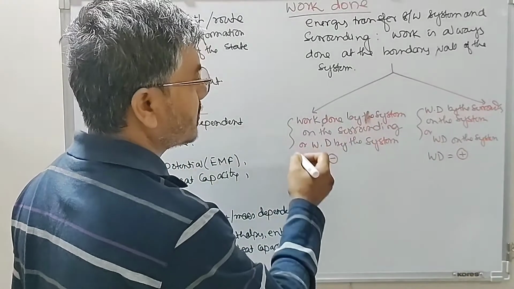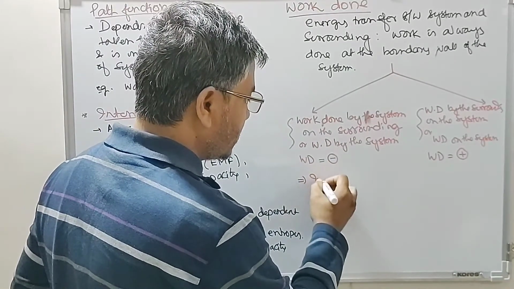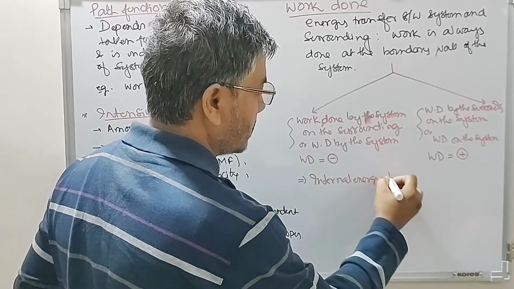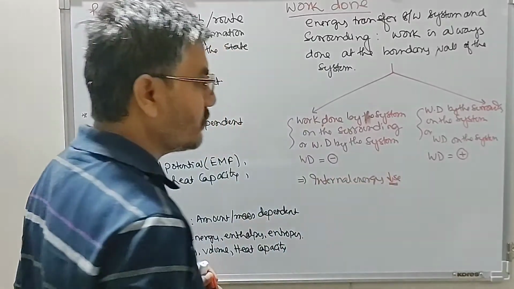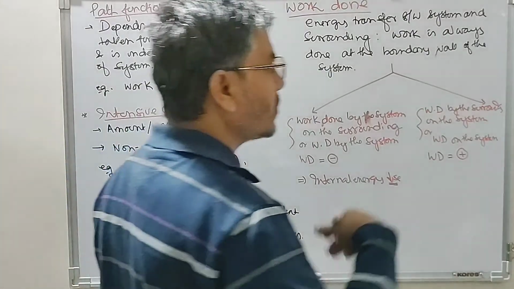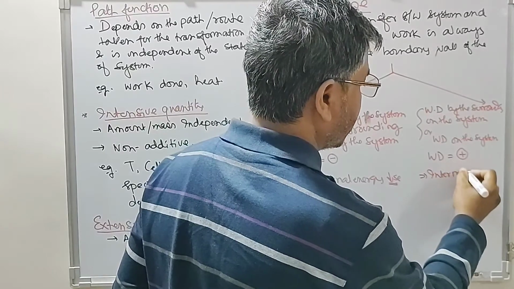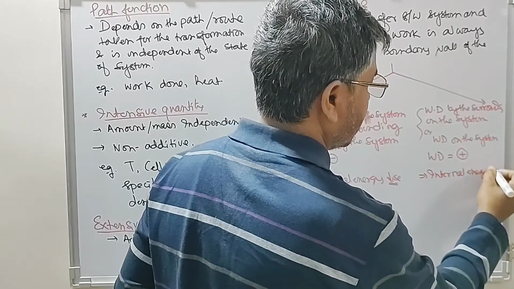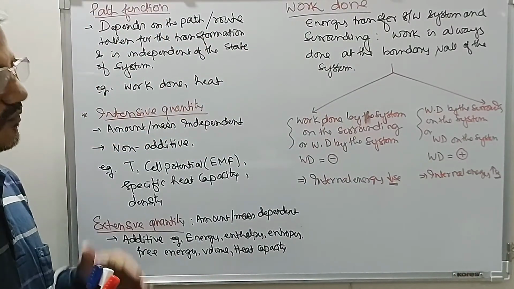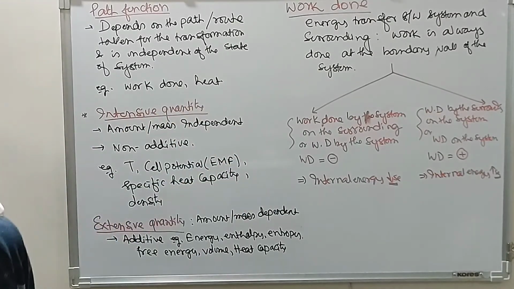So work done by the system, internal energy decreases. If the system is doing work on the surrounding, the energy content of the system will decrease. But if work is done on the system by the surrounding, then internal energy increases. So this is the convention of work done. Now, for the ideal case, we define work done in terms of pressure work, that we'll take up later on.